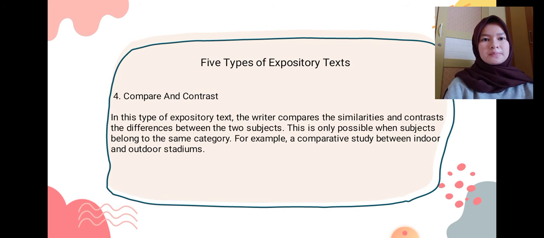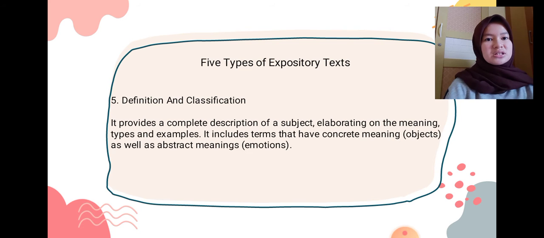Number 4, compare and contrast. In this type of expository text, the writer compares the similarities and contrasts the differences between two subjects. This is only possible when subjects belong to the same category, for example, a comparative study between indoor and outdoor stadium. And the last, definition and classification.